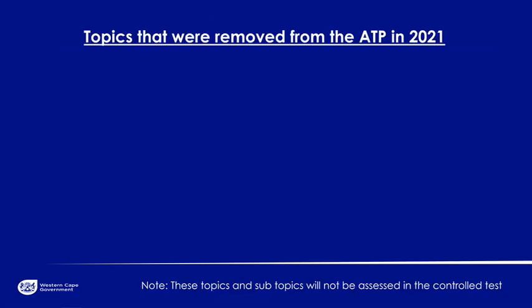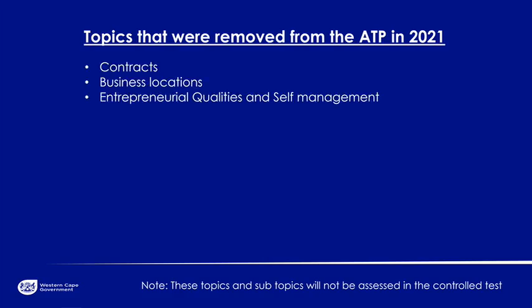Okay, so as I said before, there are some topics that were removed from the ATP in 2021, which means that due to COVID, we were not all able to be in the classroom, so some topics were removed. And even if some schools were fortunate enough to be able to teach these topics, they should not be assessed in the last control test that you are writing for this year. Okay, so the entire topics that were removed for grade 10 would be the subtopics of contracts, business locations, entrepreneurial qualities, and self-management. Okay, so these topics were removed entirely, but there were also some subtopics within a topic that were removed in 2020. They remained removed for 2021.